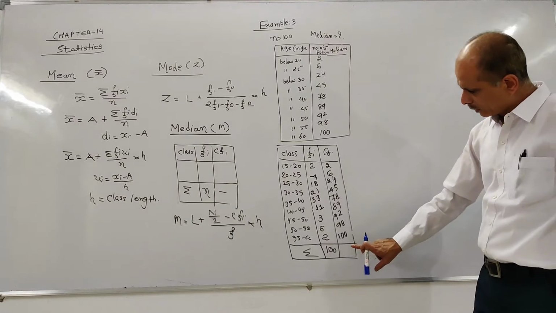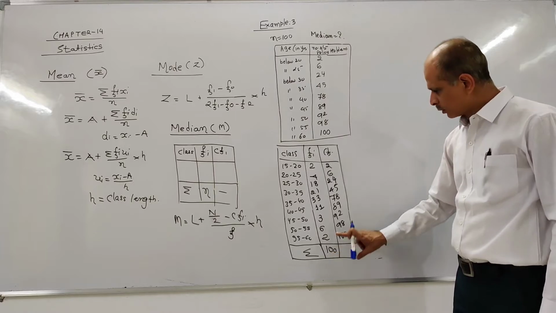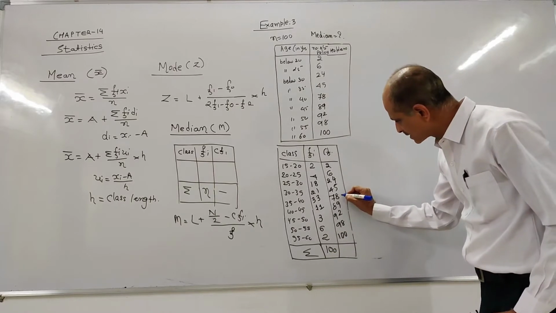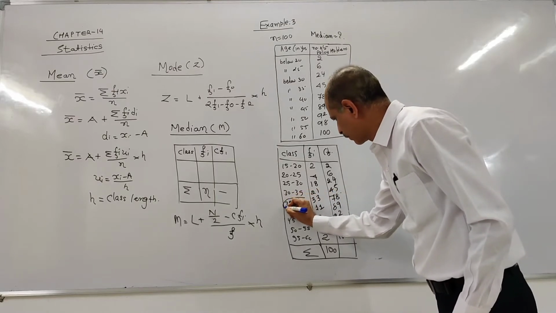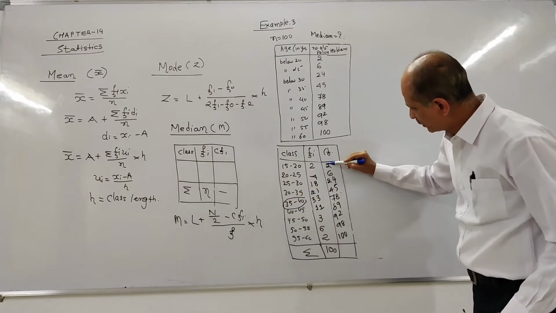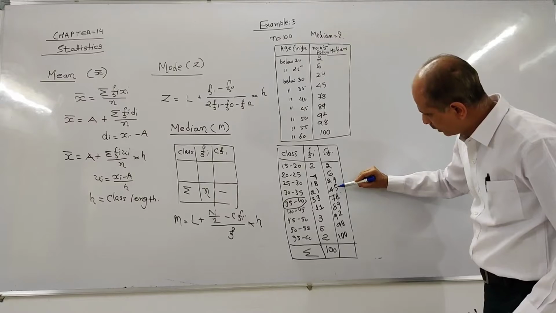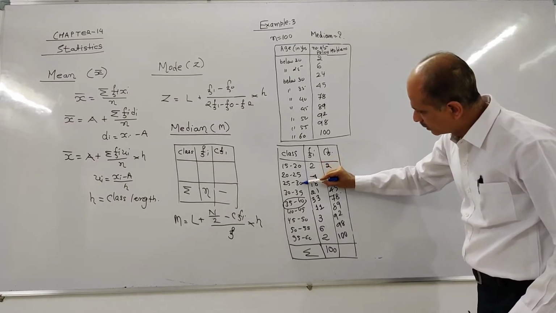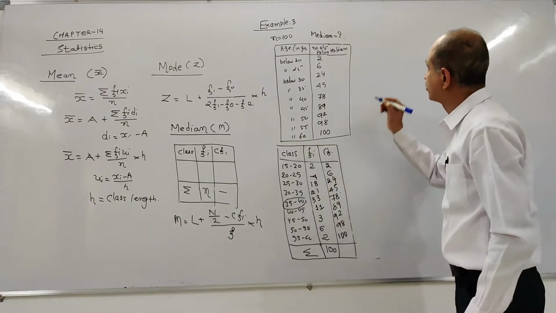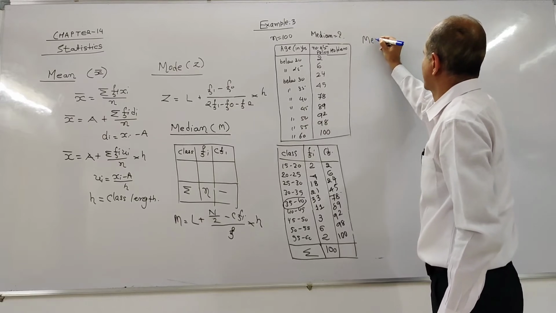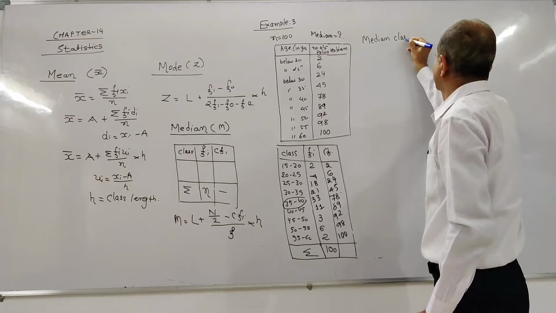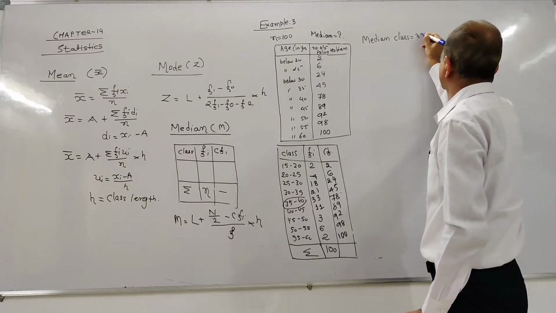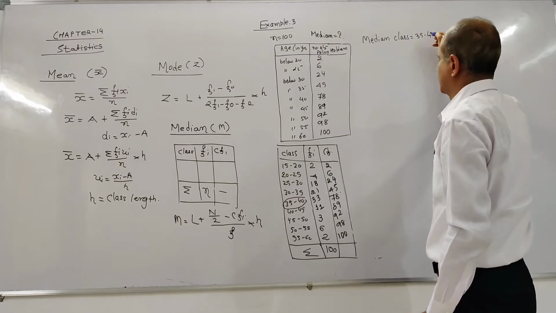Well, total observations are 100. So the 50th observation lies in this group. So this is between 35 to 40. First, second, third, fourth and fifth. So this is your median class. So let me write down: median class is equal to 35 to 40.